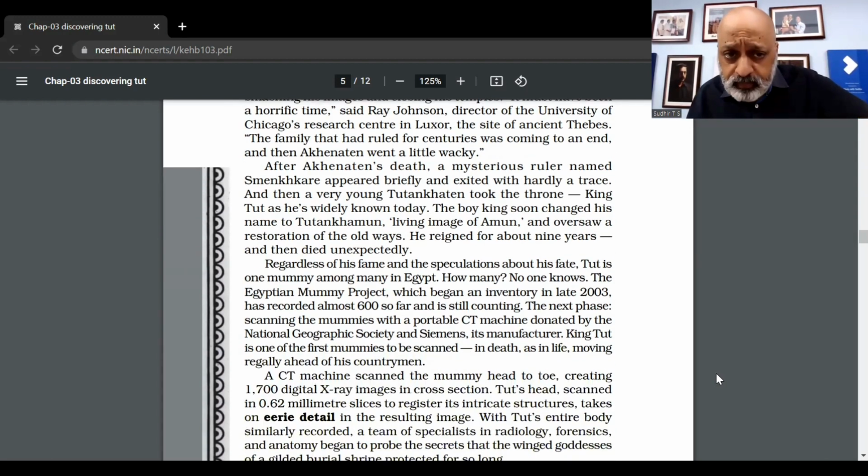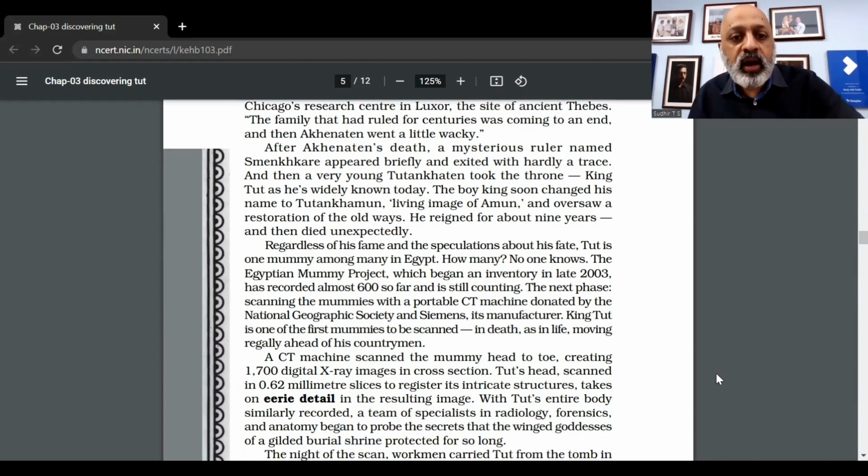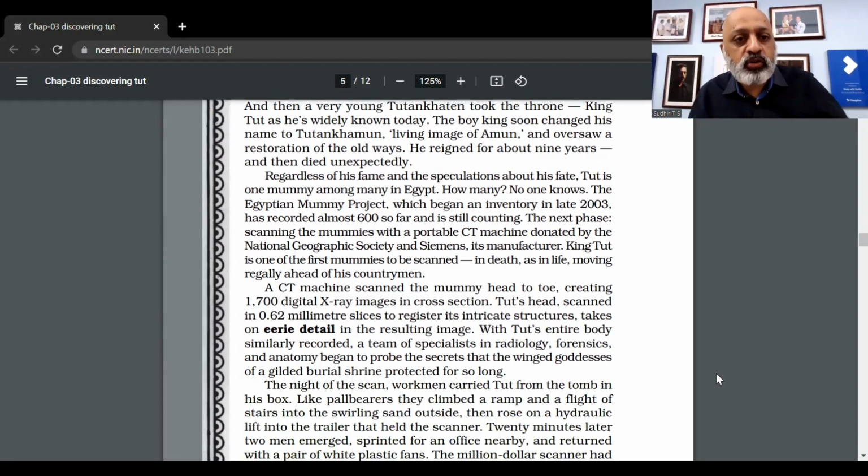After Akhenaten's death, a mysterious ruler named Smenkhare appeared briefly and exited with hardly a trace. So maybe for a little time he was a ruler, and then King Tut ascended the throne. He became the king. Okay, he changed his name to Tutankhamun, a living image of Amun, and oversaw a restoration of the old ways. जो पहले जो reversal किया था उसको वापस कर दिया. Okay, and he reigned for 9 years and then he died unexpectedly. Now, regardless of his name and the speculations about his fate, Tut is one mummy among many in Egypt. He's not the only mummy. There are many mummies in Egypt. How many? No one knows.